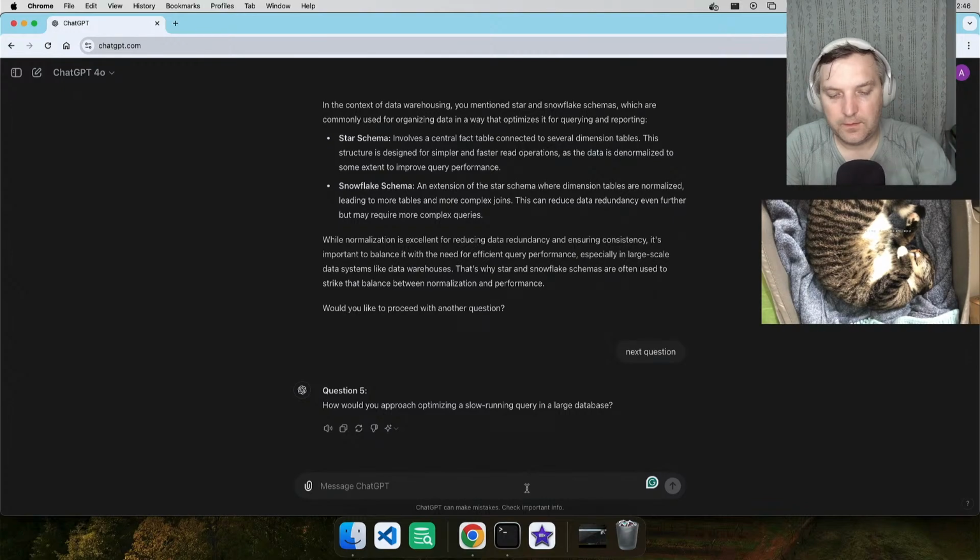My answer. Okay, how would you approach optimizing a slow running query in the large database? Make sure that there is an index added. Check what queries are running and make sure that an index is added for those queries. Make sure that there are no full table scans. See if I could normalize the data by introducing the fact and dimensional tables. Let's see if that works.